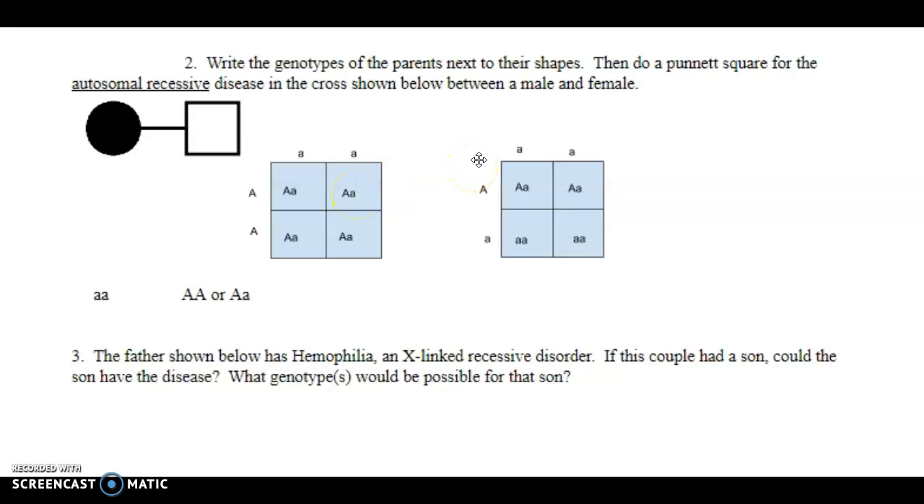He could also be heterozygous and still be an unaffected male. He could be big A, little a, in which case we would end up with big A, little a here, big A, little a here, and those two would be heterozygous. 2 out of 4 would be heterozygous, phenotypically normal. But down here we get little a, little a, and little a, little a.